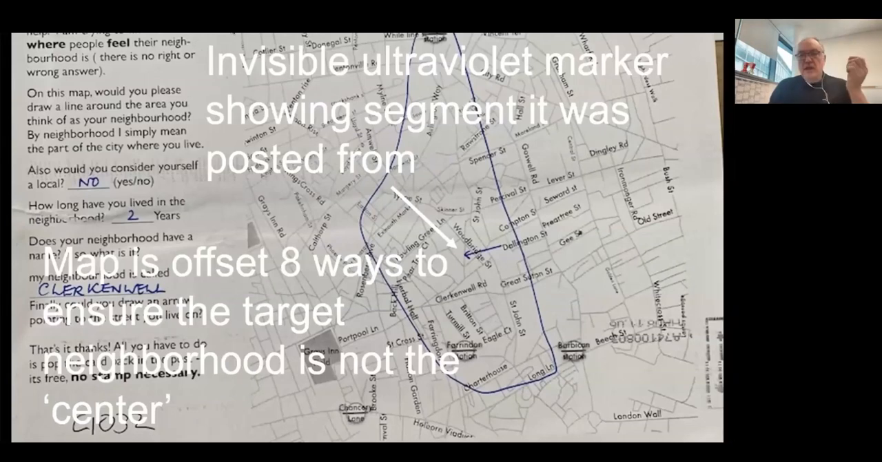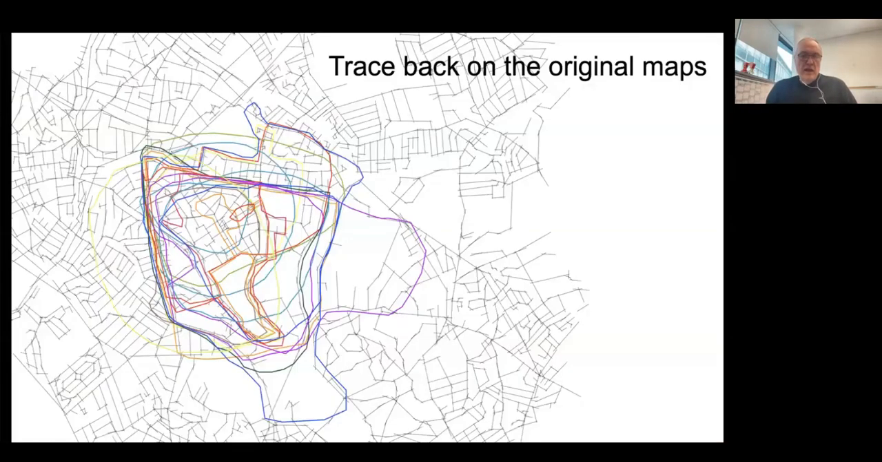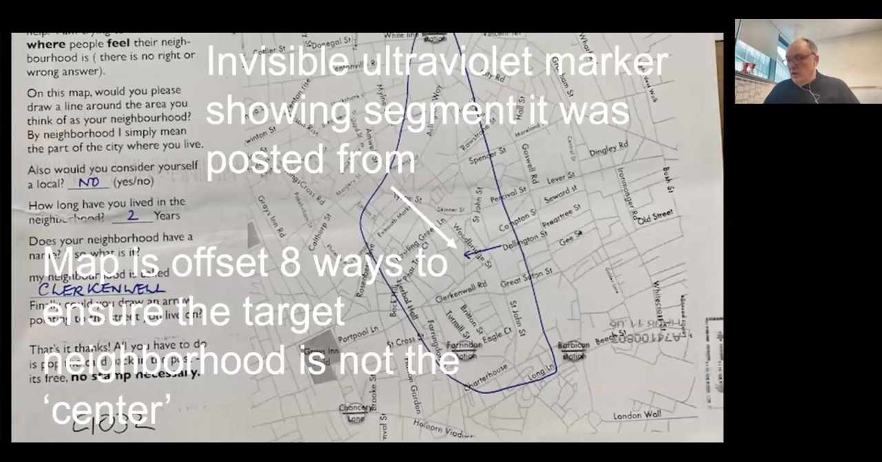Yeah. So the solution to this was actually on each of these cards before I posted them, I had an ultraviolet marker, and I would mark the street of the place I was posting it from. Then when I received it, I would apply an ultraviolet light to it to see, because I asked them to actually tick the street they lived on. And if the street aligned with my marker, then they knew where they lived. And that for me was a kind of test to see if they could actually read the map.